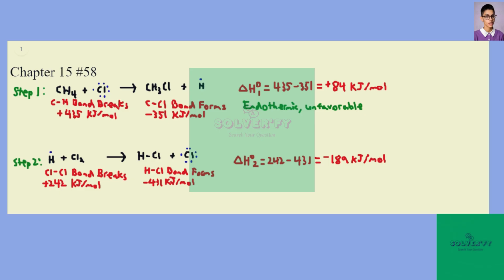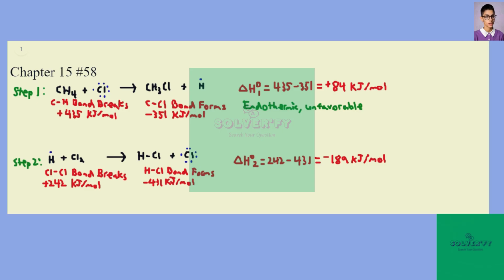And so that's fairly endothermic, which means that the system requires an input of energy, which further means that this reaction is unfavorable. And so if step one is unfavorable, we're not going to get to step two. And that explains why this pathway is unlikely.